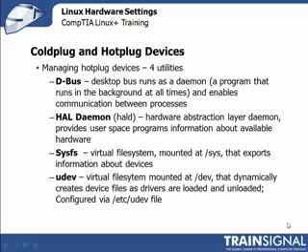And the last is udev. This is another virtual file system that's mounted at /dev, and it dynamically creates device files as drivers are loaded and unloaded. You configure those through the /etc/udev file. Now let's move on to expansion card configuration. We'll start with PCI cards.